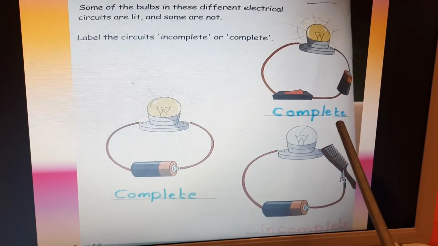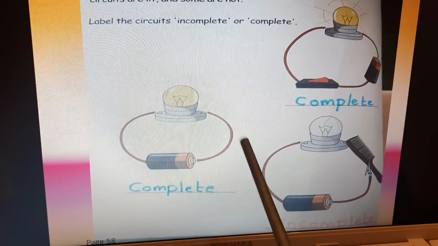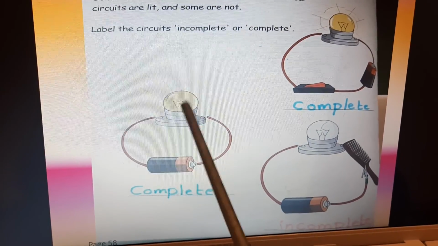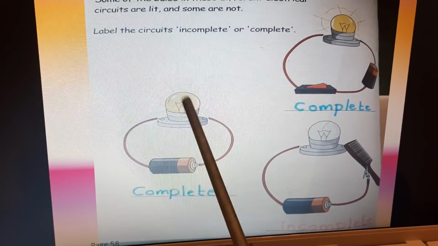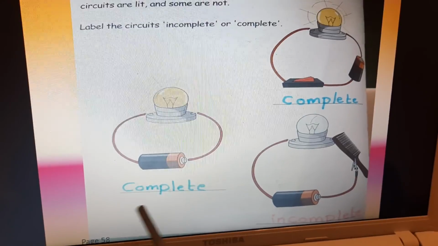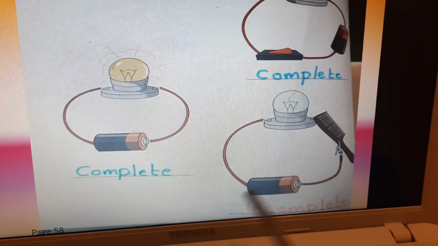Write complete here, please. Look at here. We have bulb, wire, and battery. So, we have circuit here. The bulb will light. سوف تضيء اللمبة. So, this circuit is complete. Okay. Write complete, please, here.